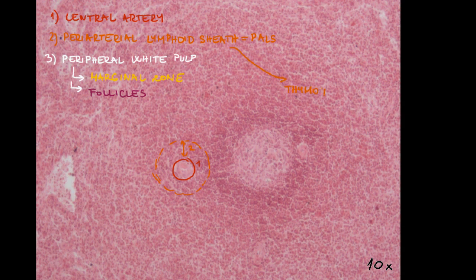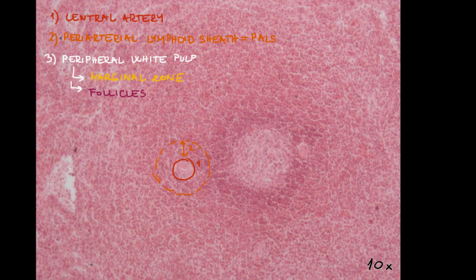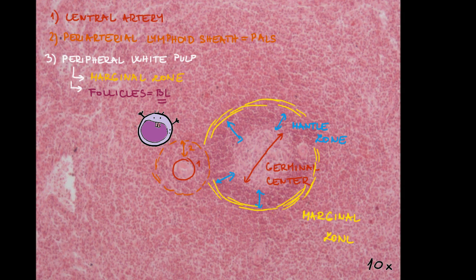The periarterial lymphoid sheath is thymus-dependent. It really means that this sheath is expecting a delivery of T lymphocytes from the thymus. Lymphatic follicles located in the peripheral white pulp contain especially B lymphocytes. Their structure is the same as the follicle you saw in the lymph node. As a reminder, a follicle consists of the germinal center, mantle zone, and marginal zone. B lymphocytes by several processes differentiate into memory cells and plasma cells that secrete immunoglobulins.